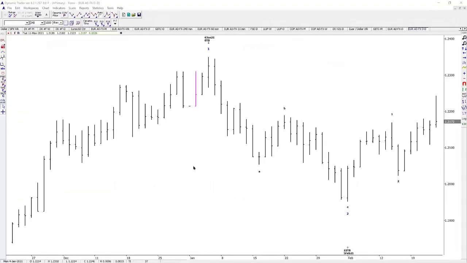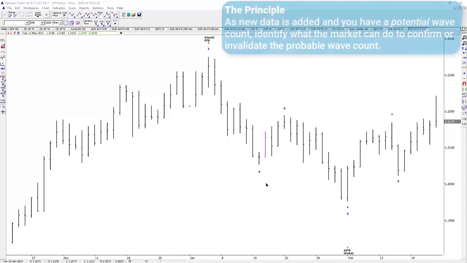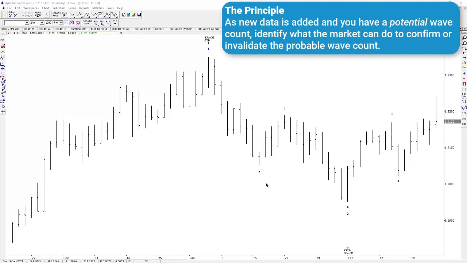This is the Euro daily data. Let's take a look at this. It's another fairly recent example, and it's a great illustration of how you want to follow along bar by bar, identify what the probable position is, and what the market can do to either confirm or invalidate that position.